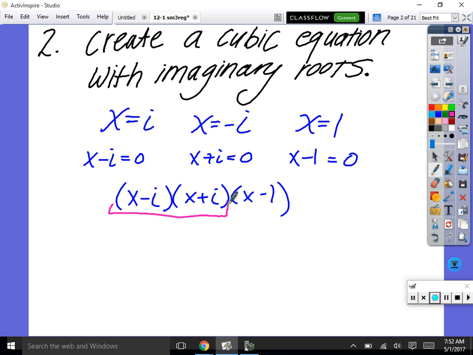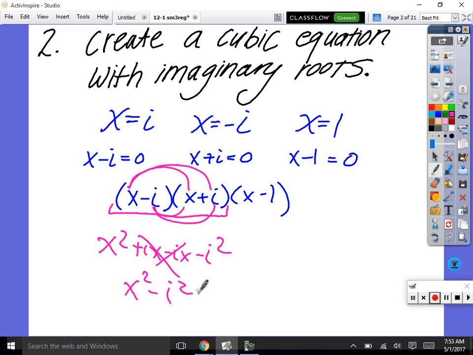Okay, here we go. x times x is x squared. Anytime we're multiplying 3 things together, we multiply 2 together first, combine like terms, and then multiply in the third one. So then we have plus xi, minus ix, minus i squared. Then those cancel out. So we have x squared minus i squared. Can anyone tell me what that changes to be?